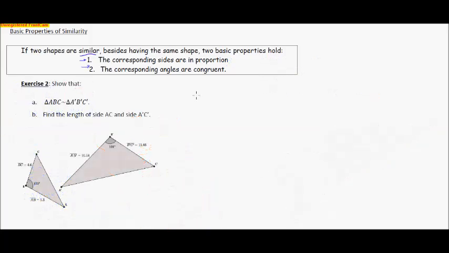Here's exercise 2, and you see we have a very similar setup. We have two triangles, and they're asking us to do very similar things: prove that they're similar, and then find the lengths of sides AC and A prime C prime. Now some people may say, well, this is the same thing. We're just going to do the same thing as exercise 1.